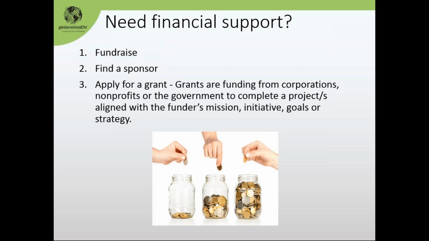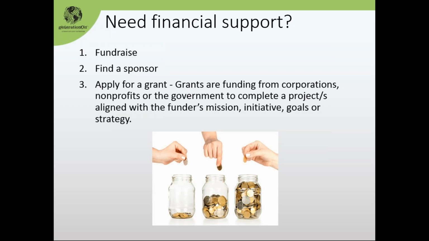Number 2, you can find a sponsor who, again, is either currently engaging in projects that are similar to yours or supporting the social issues that you really care about that are aligned with the work that you're trying to do. You can try to find financial support from a sponsor that way, or you can apply for a grant. And we're going to spend the rest of this webinar talking about grant writing, but just to give you some background information, grants are free money from corporations, nonprofits, and governments.